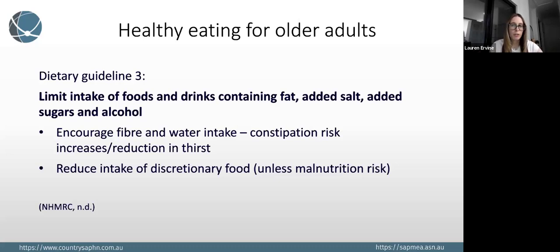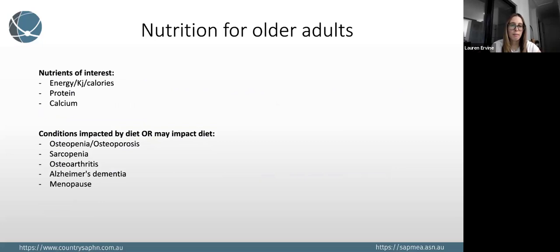Now, nutrition for older adults. So things I'll touch on again. Can't go into all of them, but they're things that might be quite relevant. So the nutrients of interest are kilojoules, calories, energy in general. So making sure they're either getting enough to maintain their weight or potentially put on. Protein's a big one to reduce risk of frailty, sarcopenia. Calcium for bone health and teeth health.